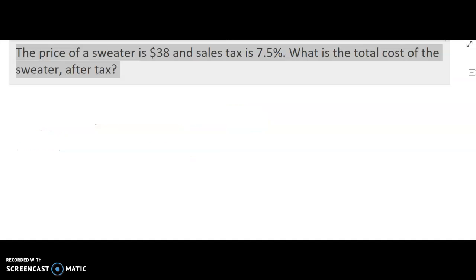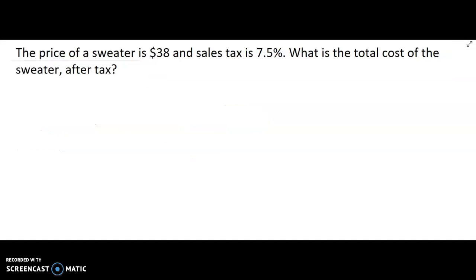All right, let's play. The price of a sweater is $38 and the sales tax is 7.5%. What is the total cost of the sweater after tax? Now, there is a way to just go straight to the final answer, but I am a step-by-step person. I like to understand how things roll. So let's go back to the original price plus the sales tax gives us the final price. All right, so that's what we're kind of dealing with.